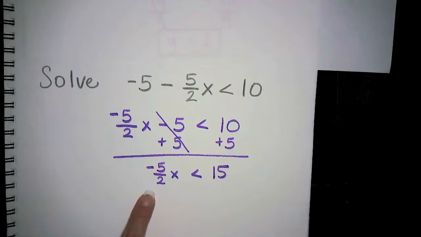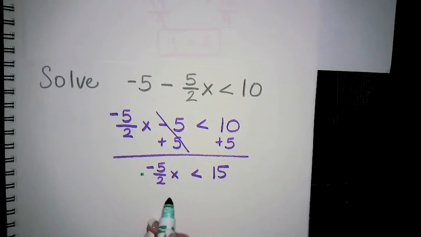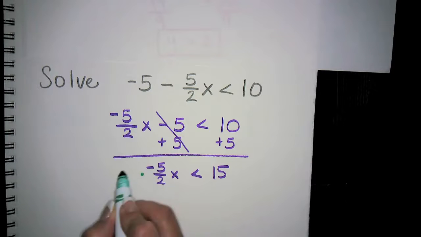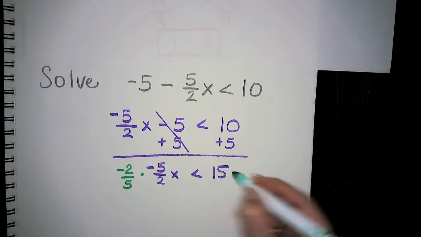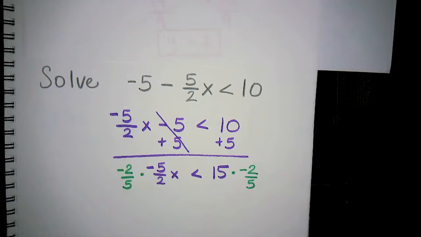Now, we have to get this negative 5 halves off of the x. I could divide by negative 5 halves, and if you want to do that, you're welcome to. But I'm going to do another opposite. Another opposite would be to multiply by the reciprocal. That's a big fancy word that just means the flip of this fraction. So the flip of this fraction would be negative 2/5. If I multiply both sides by negative 2/5, let's take a look at what happens.